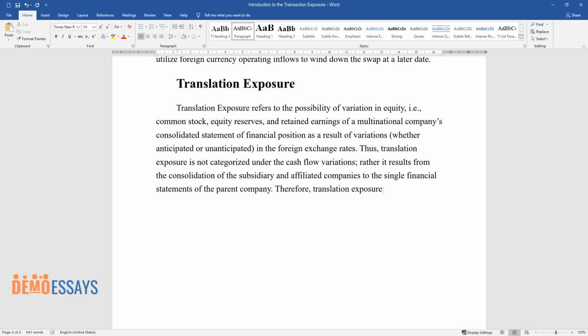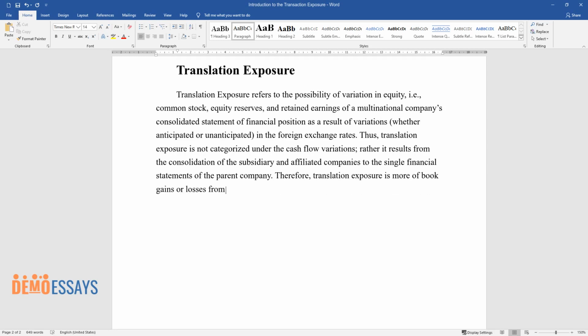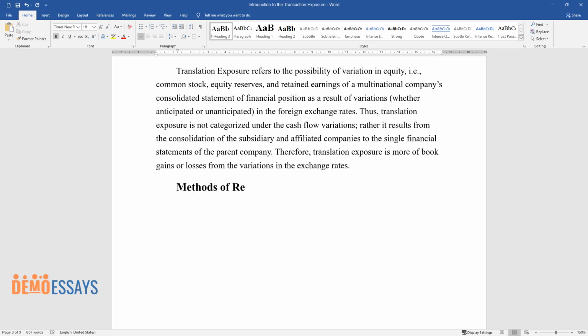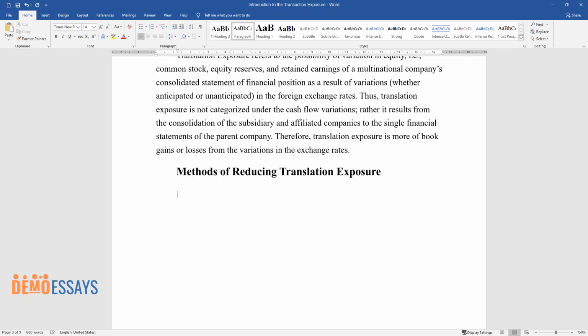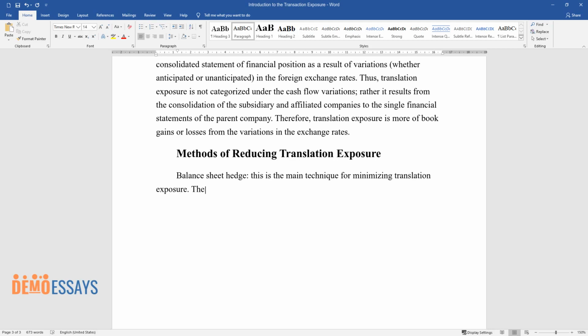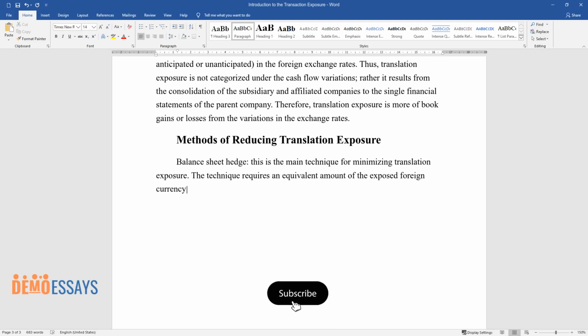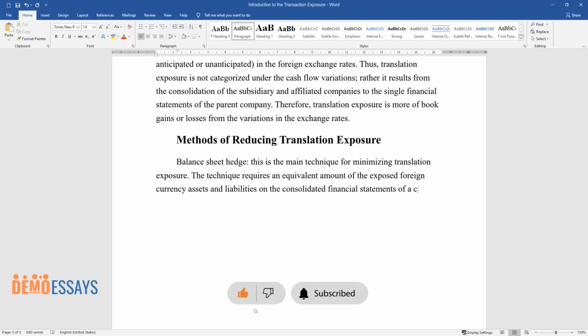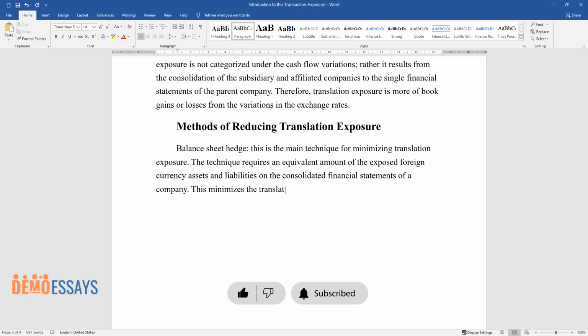Therefore, translation exposure is more of book gains or losses from the variations in the exchange rates. Methods of reducing translation exposure. Balance sheet hedge. This is the main technique for minimizing translation exposure. The technique requires an equivalent amount of the exposed foreign currency assets and liabilities on the consolidated financial statements of a company. This minimizes the translation exposure to zero.